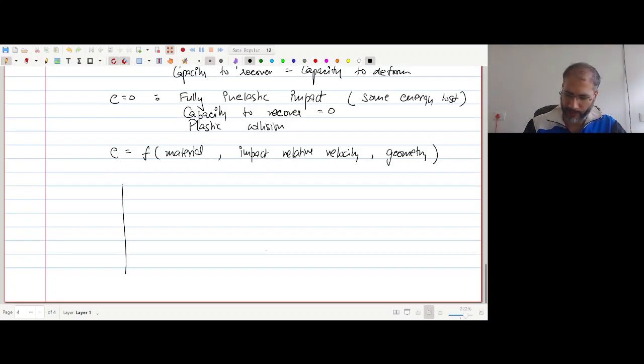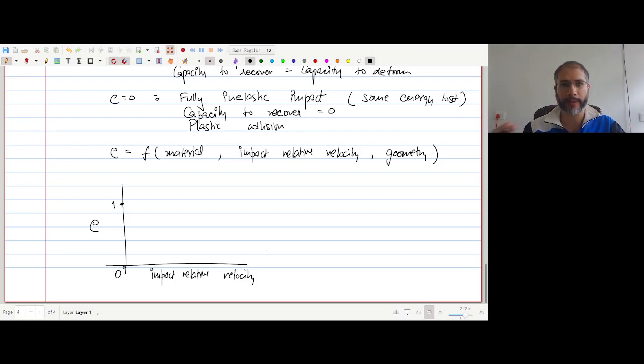So here's in fact a graph of E versus the impact relative velocity. That is nothing but the velocity of approach. We see that when the velocity of approach is very low, E will be close to 1, and as we start increasing the impact velocity, it becomes smaller. For a given material, let's say steel on steel balls colliding, it will have this kind of nature with the impact relative velocity. And if I take glass colliding with glass, then we'll have some situation where E will be higher than what we get for steel on steel.